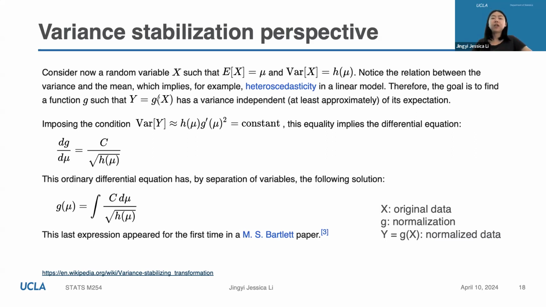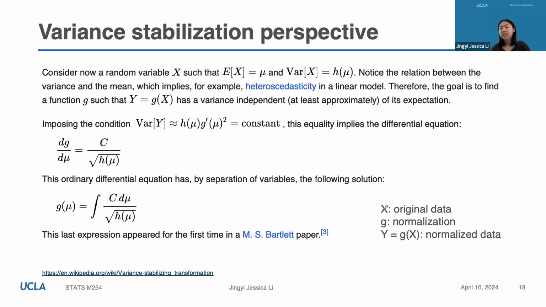Then if we want to find the corresponding g to make this a constant, it becomes an algebra problem. You just solve for g, and this is what you get. This was proposed in a 1936 Bartlett paper. So the goal, to summarize, is that we want to say the normalization is a good procedure from the variance stabilizing perspective. This perspective can also make your data Gaussian-like, because for a Gaussian random variable, variance has nothing to do with the mean. Then we can apply techniques such as PCA to the Gaussian-like data, because that's what PCA is designed for.